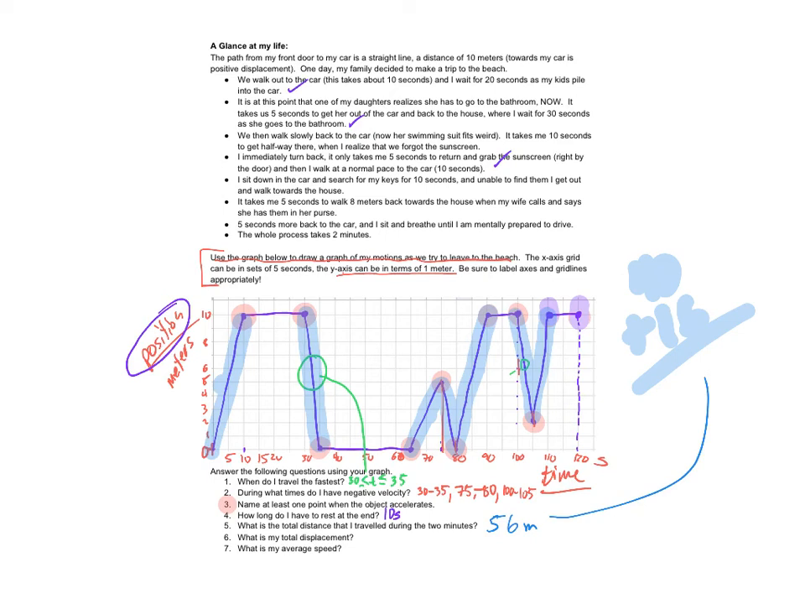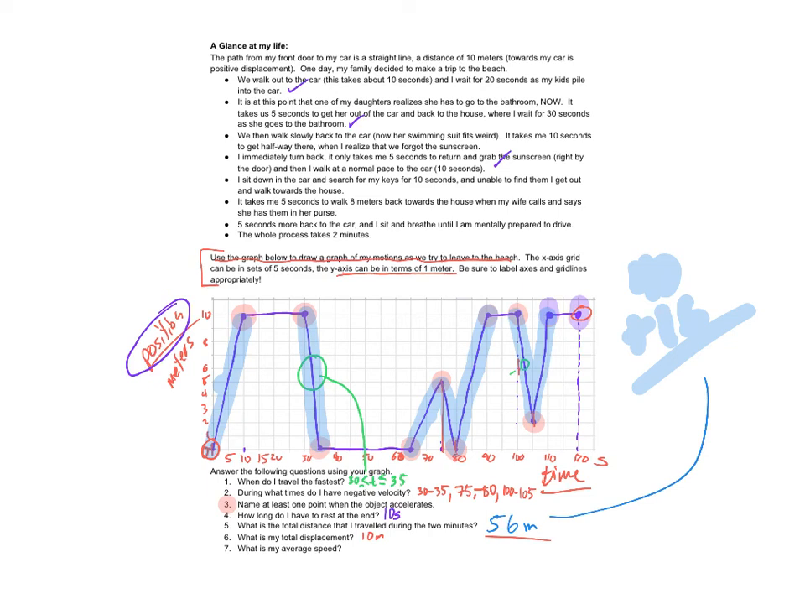What is my total displacement? Well, I start at 0 and I end at 10. So my total displacement is only 10 meters. Even though I traveled 56 meters and I'm probably exhausted from running back and forth, my total displacement is a minimal 10 meters.